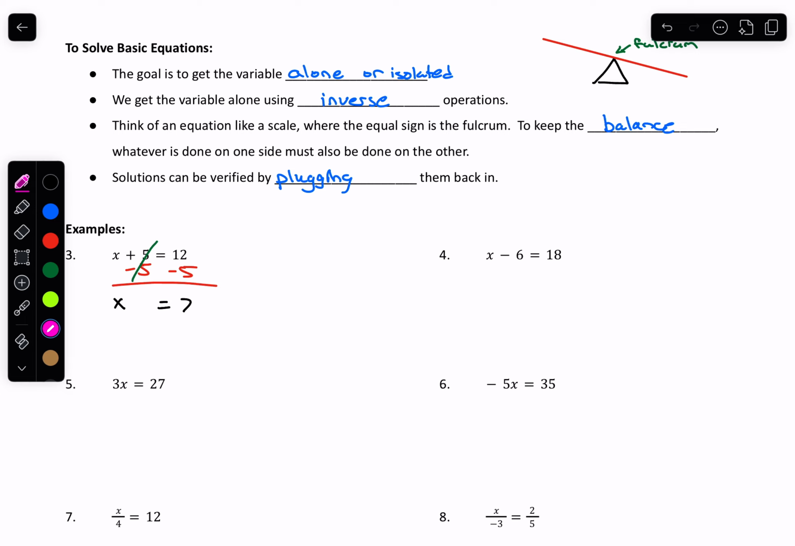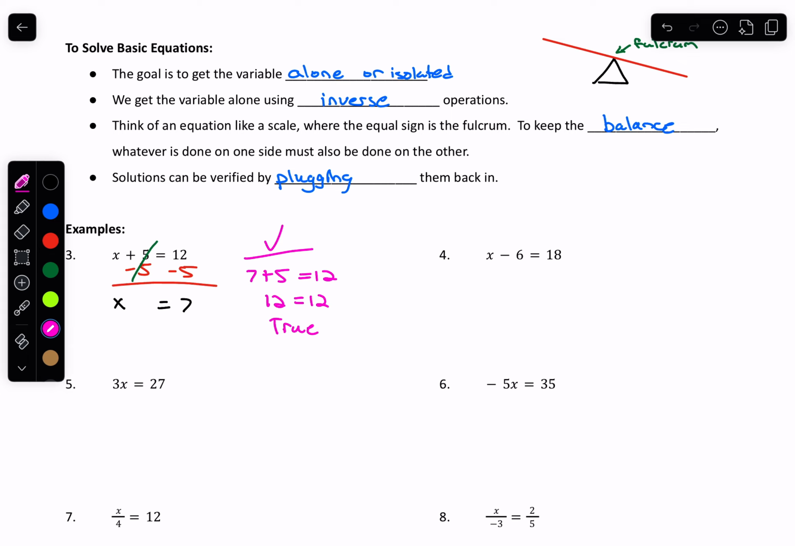So then what I should do is I should check. I should check if my answer is correct by plugging back in. x plus 5 would be 7 plus 5, and I check if this equals 12. I get 12 equals 12, which is true. So because this is true, that is how I know that my work is correct.